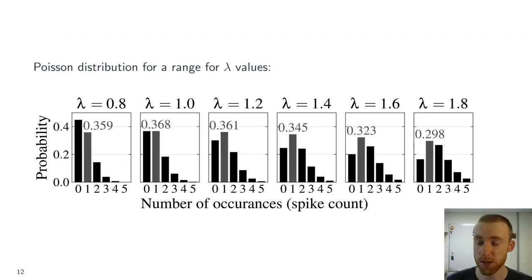The Poisson distribution is shown here for a range of its parameter values. And its rigid and broad shape means that it's not possible to concentrate the distribution around any particular spike count. So for example, if you wish to express confidence in the count of 1 spike, the highest probability that can be assigned to a spike count of 1 is 36.8%. And when it takes on this value, the spike count of 0 also has a probability of 36.8%.